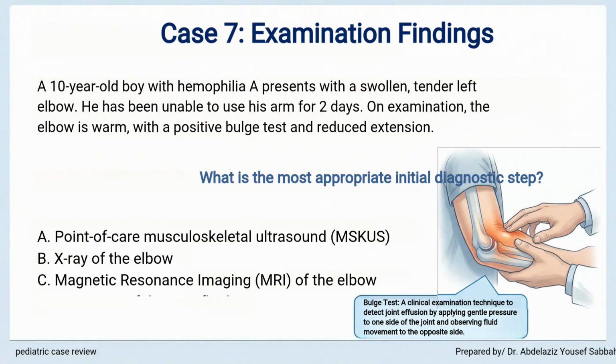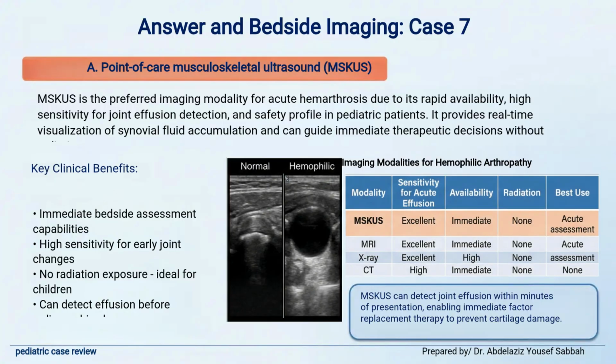Option A, point-of-care musculoskeletal ultrasound. Option B, X-ray of the elbow. Option C, magnetic resonance imaging of the elbow. Option D, aspiration of the joint fluid. The correct answer is option A, point-of-care musculoskeletal ultrasound.